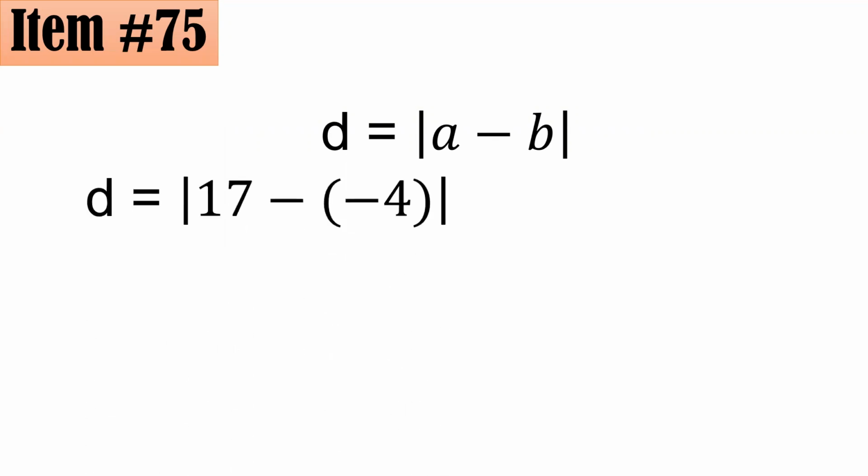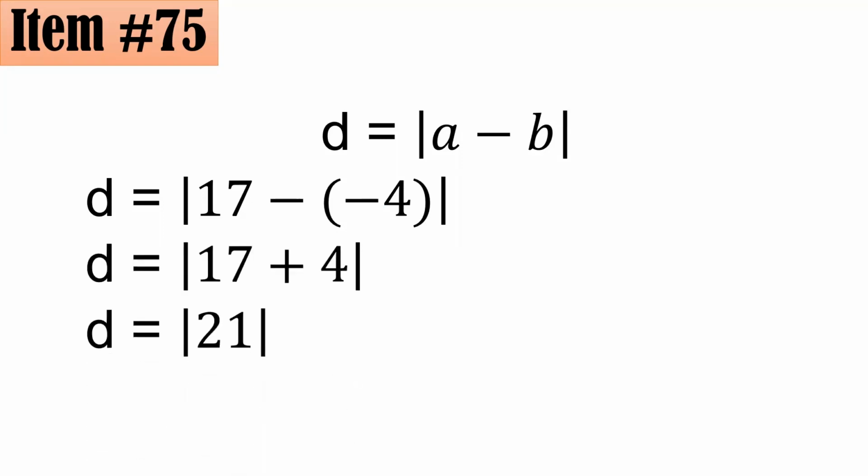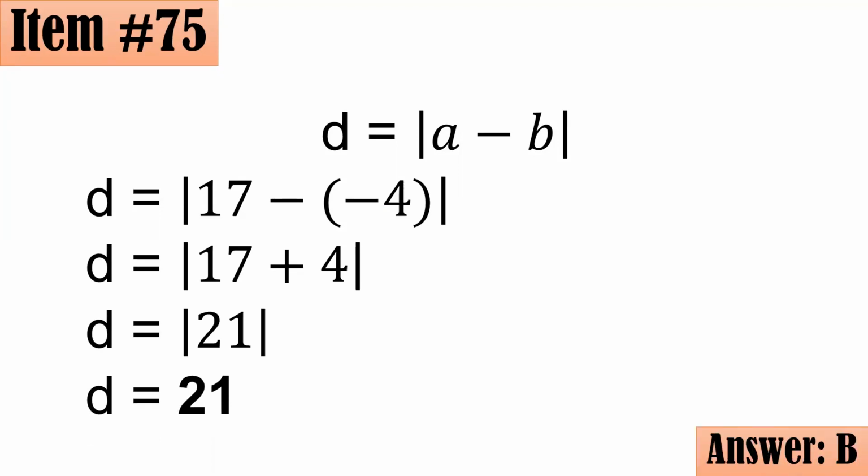So suppose A is 17 and B is -4. Using the formula, that's D equals the absolute value of the quantity 17 minus -4. And we will take the absolute value of the whole thing, no? Pero kapag double negative, magiging positive po yan. That's why D is equal to the absolute value of 17 plus 4, which is 21. And of course, the absolute value of a positive number is also positive. Hence, we could say that 17 and -4 are 21 units apart. Letter B.